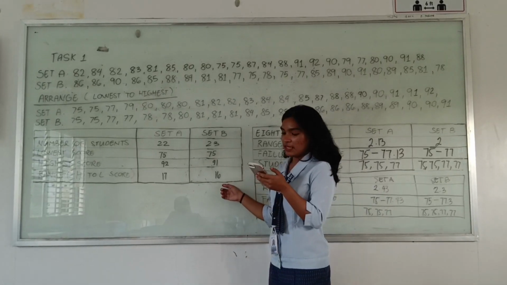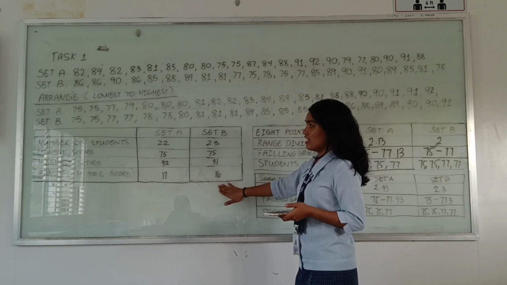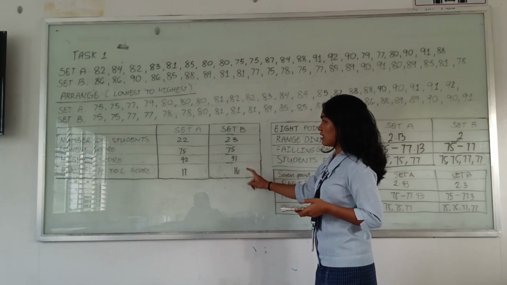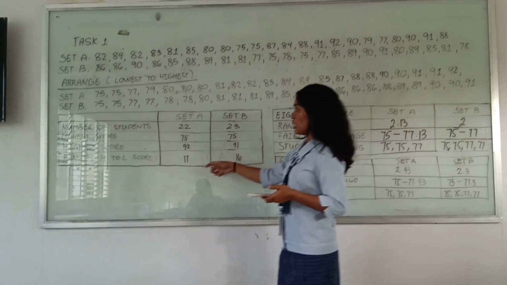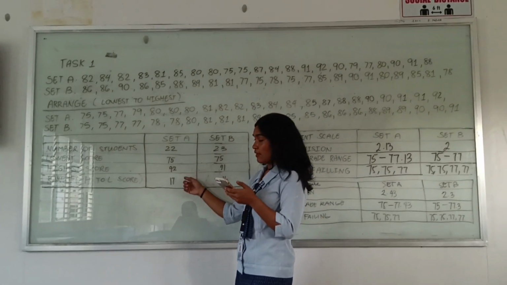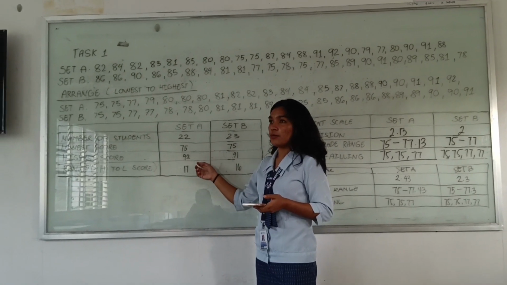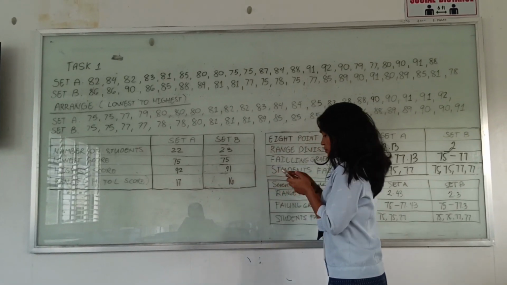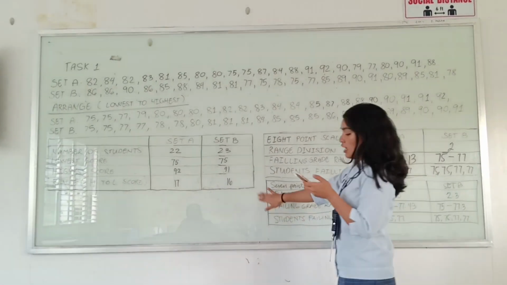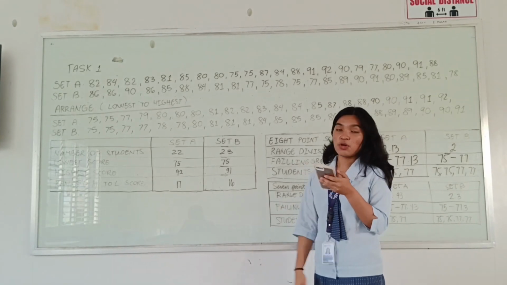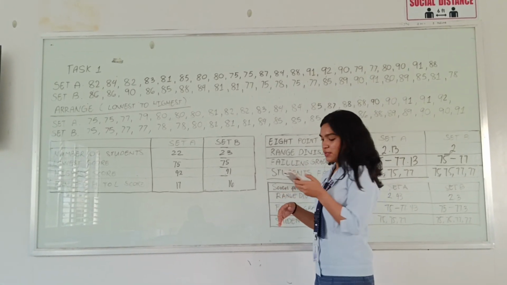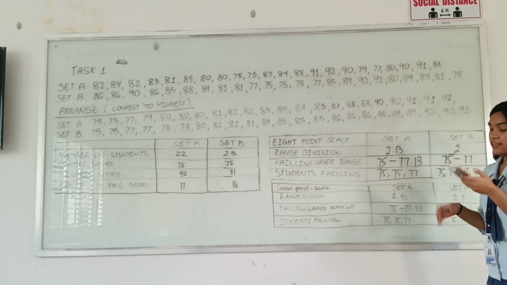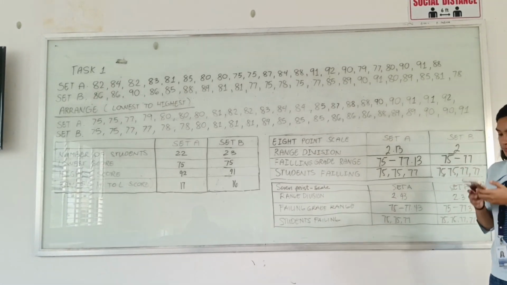In set B, it has a slightly smaller range, which is 16, compared to set A, which is 17, which has a much longer range. This results in slightly smaller intervals between grade levels in set B, especially in the 7-point scale.